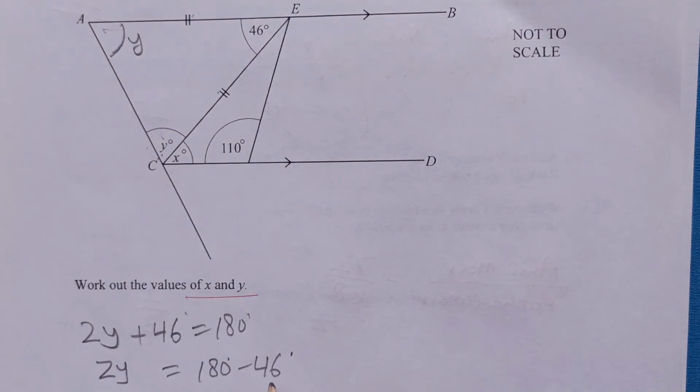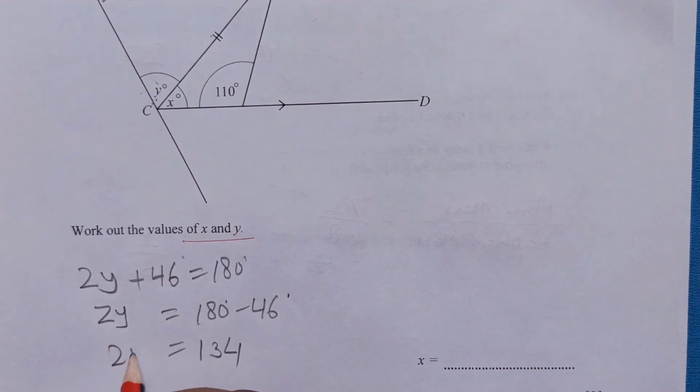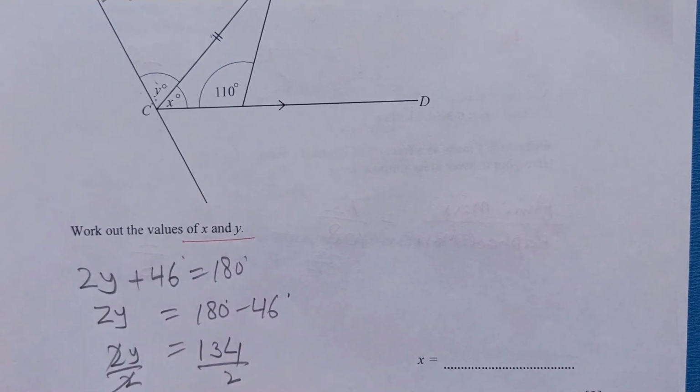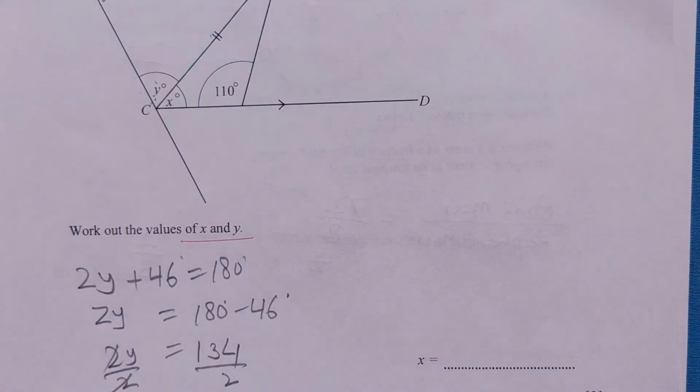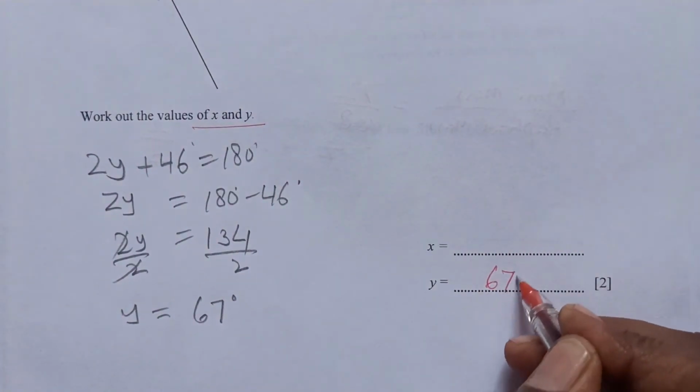Is it 46? Yes, it is 46. So then it is 3, 134. So 2y is 134, divide by 2, y equals 2 times 6, 2 times 7. So y is 67. So we got the answer of y as 67.